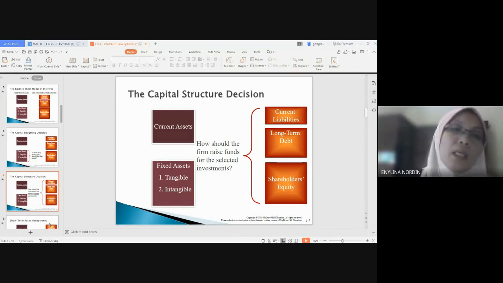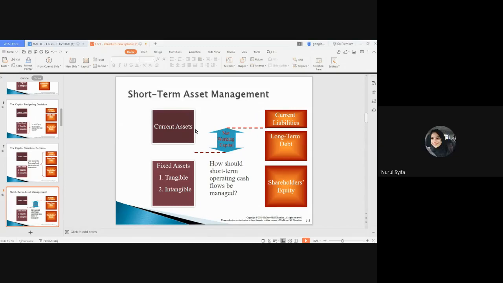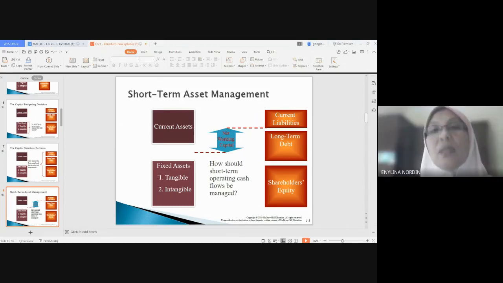Alright. In short term, kita refer to the current asset. Sekarang kita tak panggil fixed asset, kita panggil non-current asset. Okay. So current asset, right? In the short term, we must make sure current assets are greater than current liabilities, so that the short term cash flow is always available for the short term obligations. Okay.